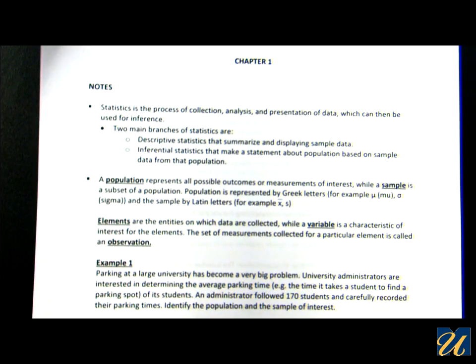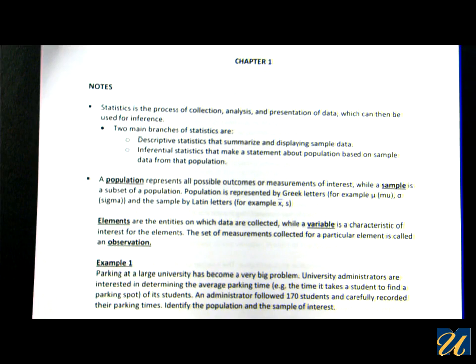We will start with chapter 1. In chapter 1, we will look into general terms in statistics. This is what will set the base for the later chapters. We start with what is statistics, where you have to know that statistics is the process of collecting, analyzing, presenting the data, which can be used to make inferences for specific decision making.